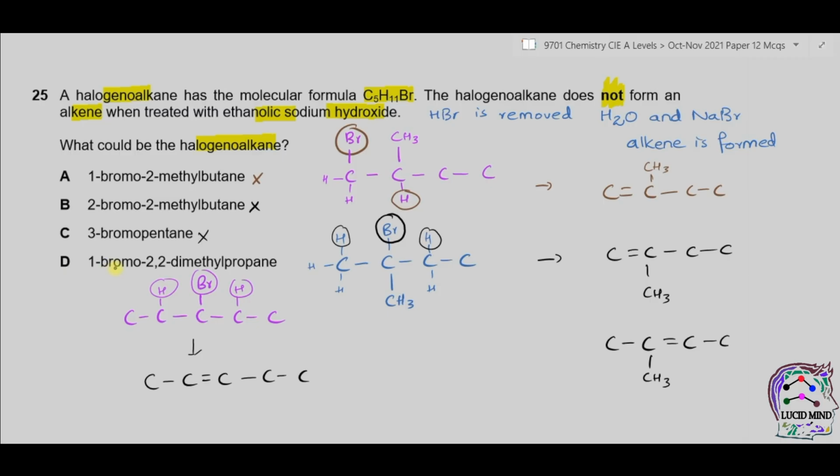Now let's move towards D. We have 1-bromo-2,2-dimethylpropane. So in total we have 3 carbon atoms as it is propane. On one we have bromo. On the second carbon we have 2 methyl groups. So if we remove bromine from one carbon atom, there is no hydrogen atom present on the adjacent carbon. So therefore the product is not going to be formed. This reaction will not take place. The correct option is therefore part D.